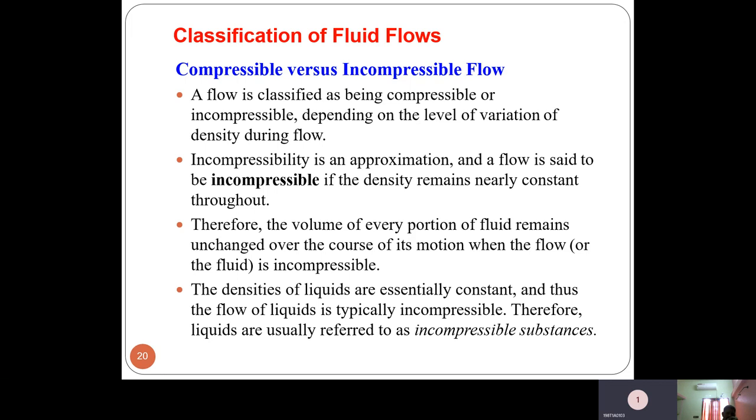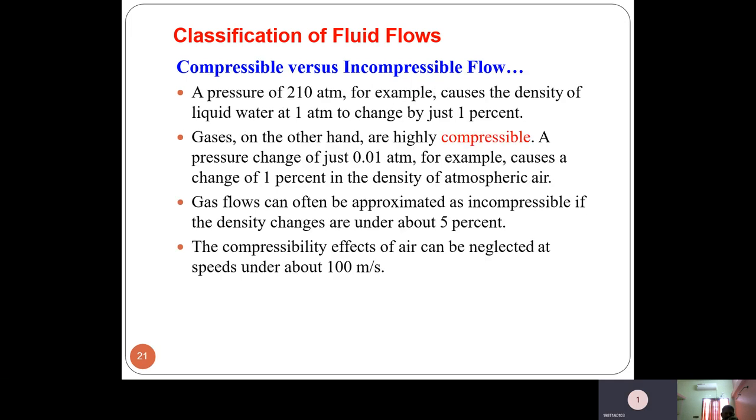That is the thing. They cannot compress the liquid. That is why its density remains constant. How does the density remain constant? What is the expression for density? Density is equal to mass by volume. If volume remains the same, then the density will also remain the same. That is, all the liquids are considered as incompressible fluid flow. Next, come to the next slide.